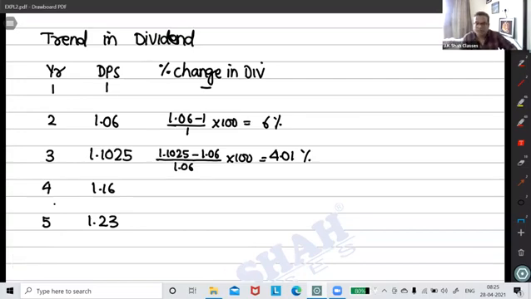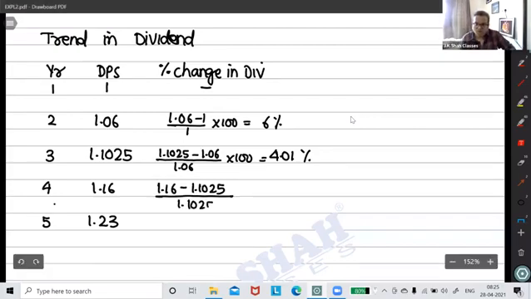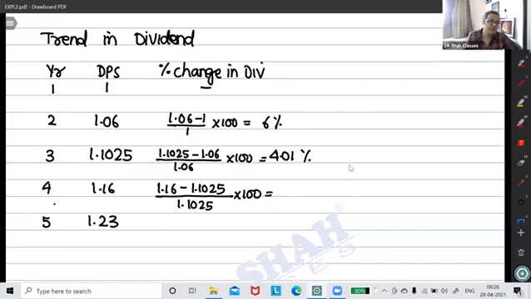Then (1.16 minus 1.1025) divided by 1.1025, yes, I noted your reply. Thank you, Roshan. That comes to 5.215, so shall we say 5.22%? Yes.